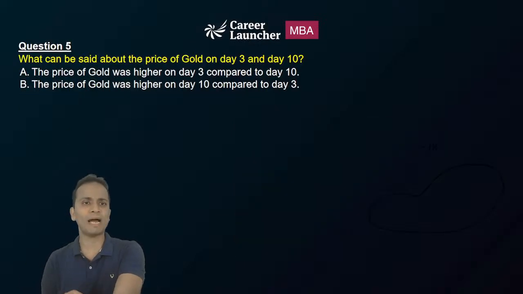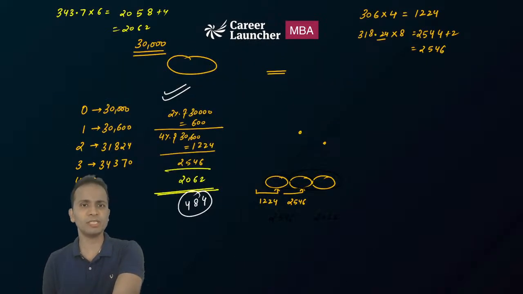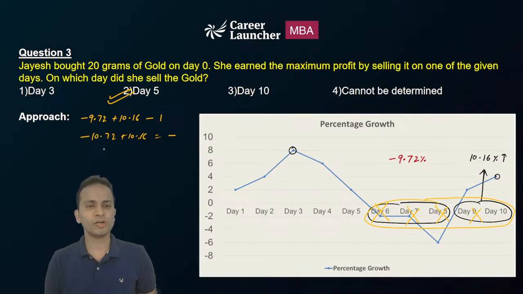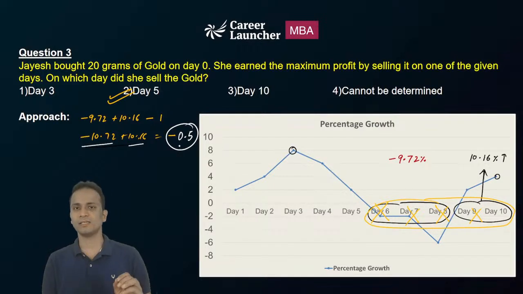I'll take you back to the calculations. Question number 3 में हमने यही किया था. Okay, so this is question number 3. So effectively, if I'll calculate this thing, minus 10.72 plus 10.16, so it is minus 0.5, 0.6. Okay, so there is a slight decrease. There is a slight net decrease over the last 5 days.